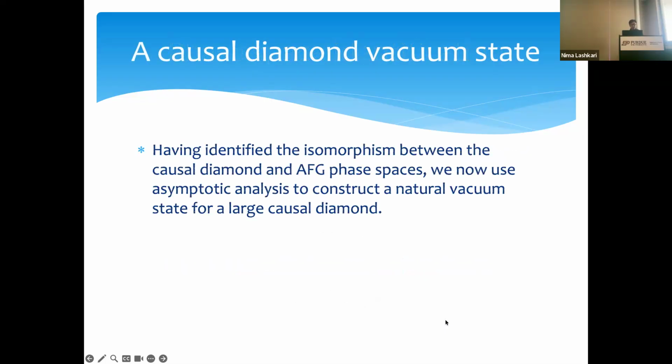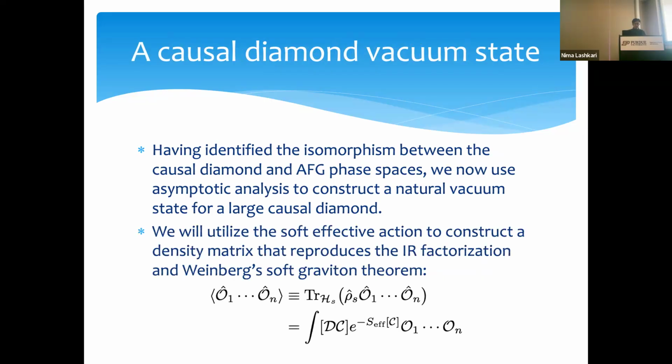Okay, so now that we have identified an isomorphism that preserves the symplectic bracket between the two phase spaces, what we're going to do now is use an asymptotic analysis to construct a vacuum state for a large causal diamond. In particular, we're going to utilize what is called a soft effective action, and reproduce this equality. So let me explain quickly what I mean when I say that we're going to use the soft effective action to construct the density matrix.